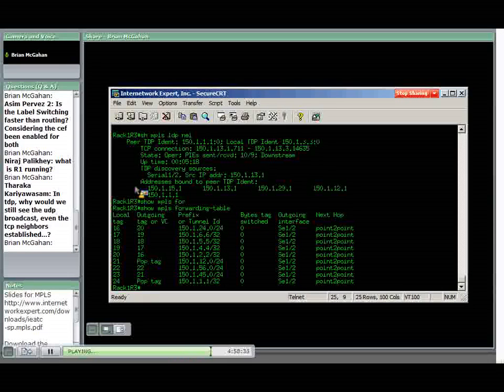Okay, there's a question here. In TDP, why would you still see the UDP broadcast even after the TCP neighbors are established? Okay, it's using the UDP broadcast as a neighbor discovery mechanism.